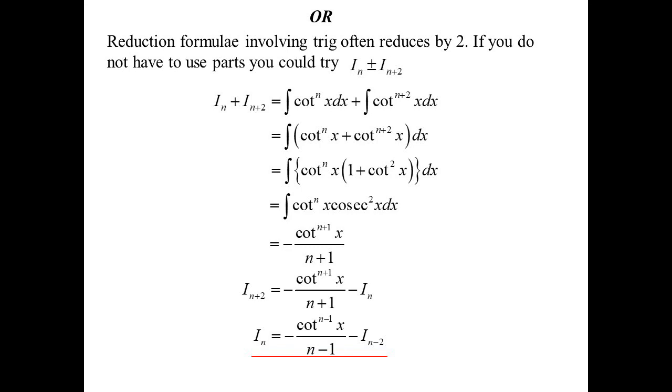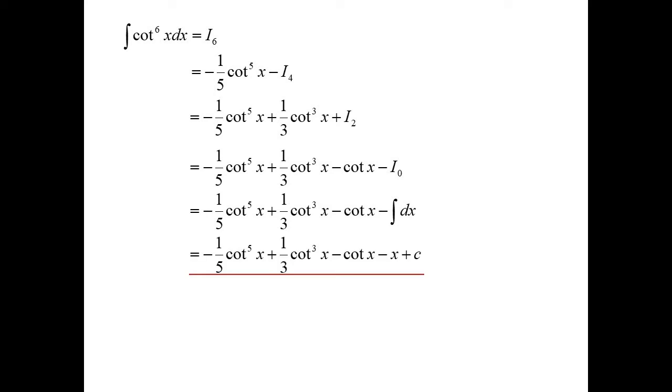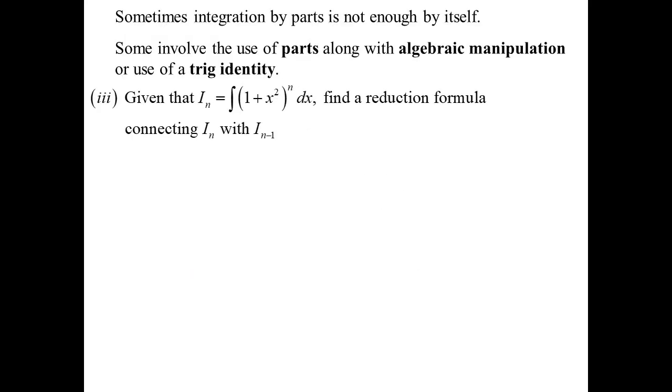All right, so back to what we have to find. We have to find I6. So let's apply it. We get minus a fifth cot 5 minus I4. Now we can use our formula for I4. And we've now got I2. Use the formula for I2. We've now got I0. I0 will do us, because again, we're now going to have power of 0, which is 1. So our integral is just dx. And that is, of course, x. There's our answer.